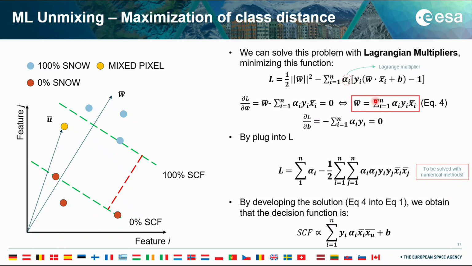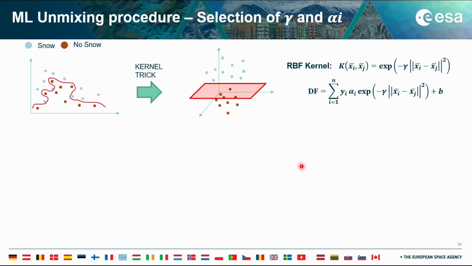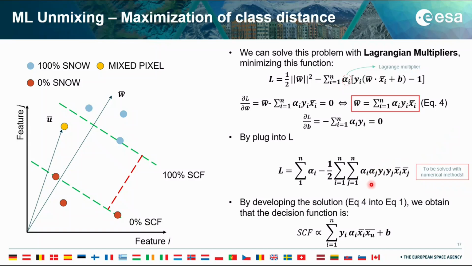At this point, we can do another step, which is taking this vector here, plugging it inside the equation and solving for L. So I take this part here, exploiting the fact that this sum is equal to 0, and I obtain this expression. And this expression, again like in the case of the linear unmixing, I cannot solve in closed form, so I have to hand it to numerical analysis methods that solve this for me, finding the alpha, so finding the Lagrangian multipliers.